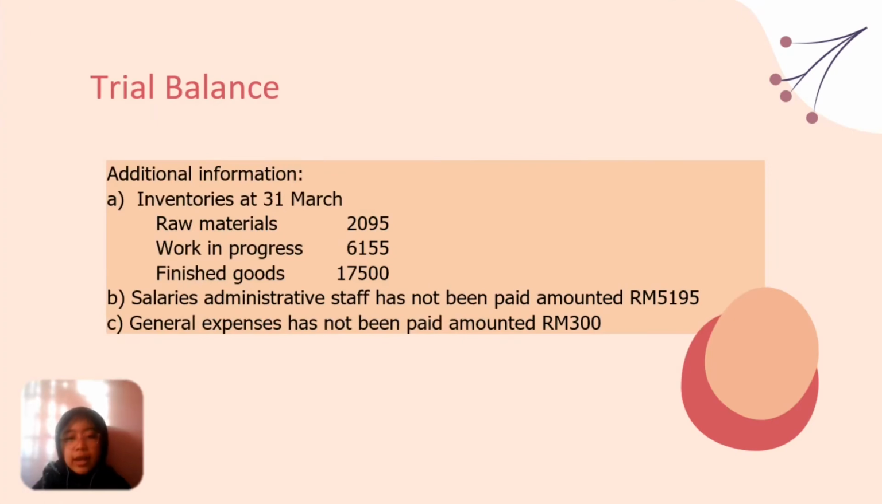So for additional information, we have A, inventories at 31st March, which is closing inventories. For raw materials, we have 2,095. Closing inventory for work in progress, we have 60,155 and closing for finished goods is 70,500. B, salaries and administrative staff has not been paid, amounting to 5,195. And lastly, C, general expenses has not been paid, amounting to 300.